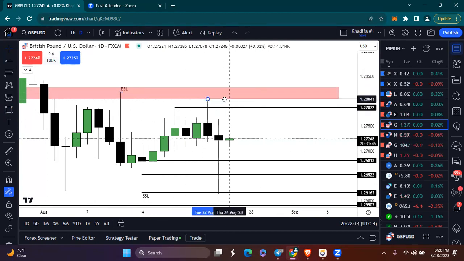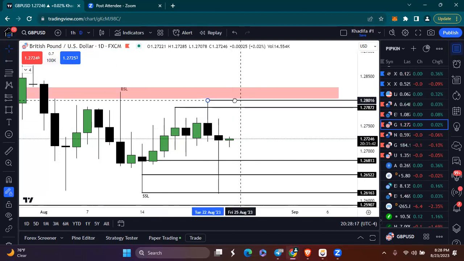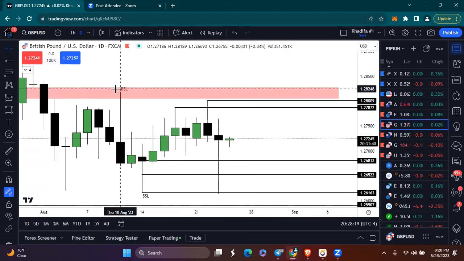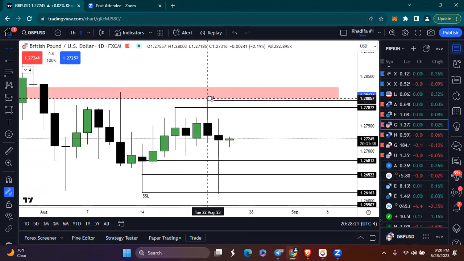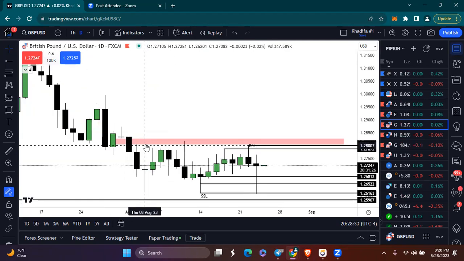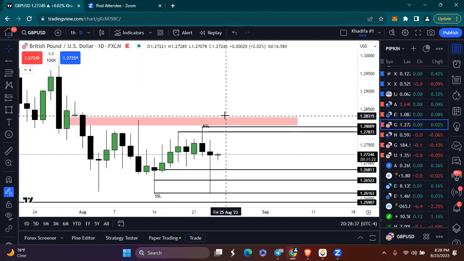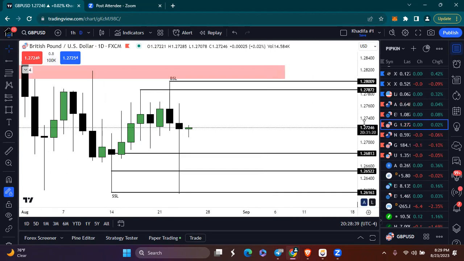Well, you gotta run this one first. So, can't get ahead of yourself. But if price does get up here and run this buy side liquidity, I don't really see nothing stopping us from going ahead and filling in this daily fair value gap. So that's what I anticipate for the pound for the rest of the week.